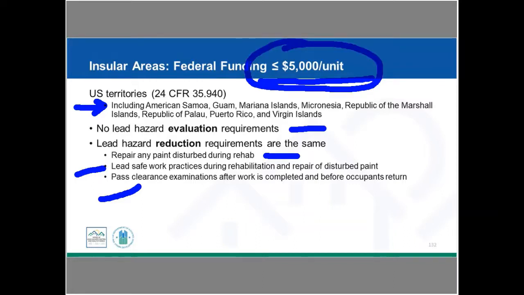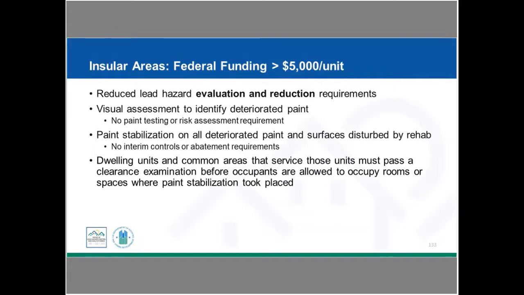So this is for insular areas up to and including 5,000. If you're working in an insular area and it's over 5,000 per unit, then we no longer have the two different categories where it's 5 to 25 or over 25. It's all collapsed together. So you're either under 5 or you're over 5. So for insular areas over 5,000, you are doing a reduced evaluation. So you are now going to be doing a visual assessment.